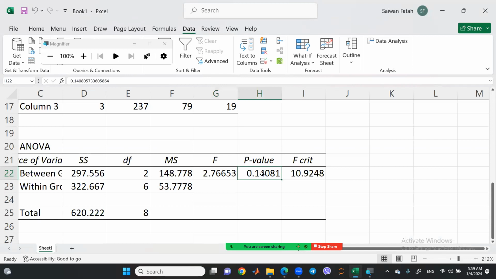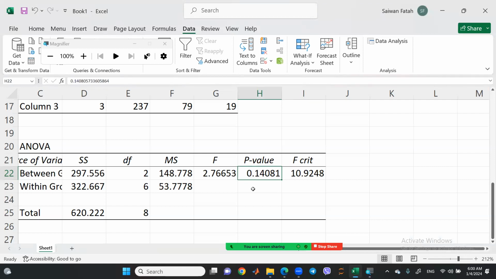And this is the p-value. Excel depends on the p-value. It compares alpha and the p-value. It says if the p-value is less than alpha, we reject H-naught. If not, we accept H-naught.